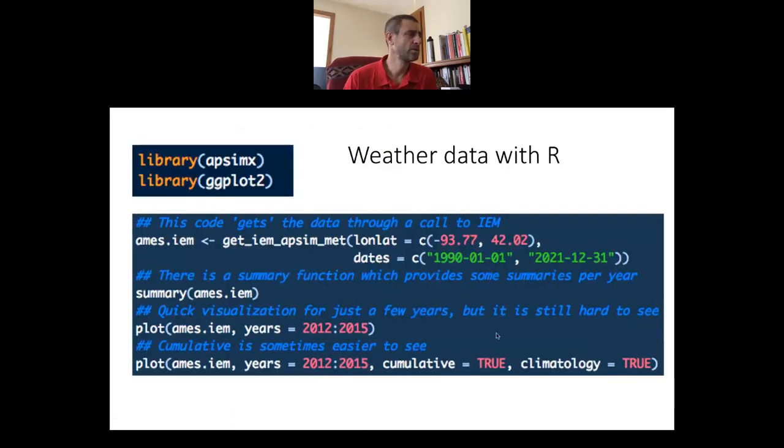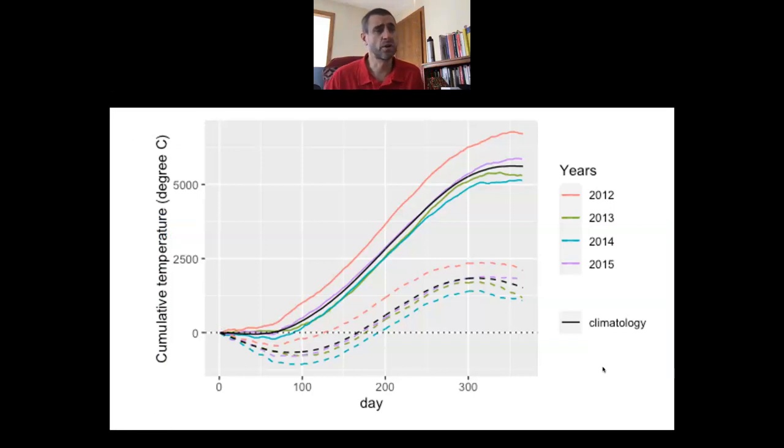So if we go back to our plotting function, we can select cumulative to be true and climatology to be true as well. This produces a different graph that allows us an easier interpretation of the data. What do we see here? Well, we have these 4 years. The climatology is the average of the data that we downloaded, which is over 30 years of data. We have the climatology for the minimum temperature and for the maximum temperature. Notice that a year like 2015, the purple line, was pretty close to the black line, so it was pretty close to the average.